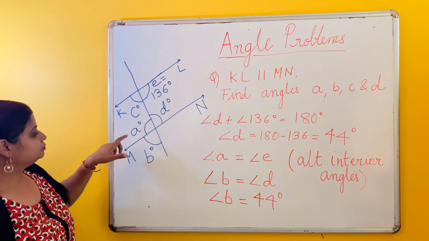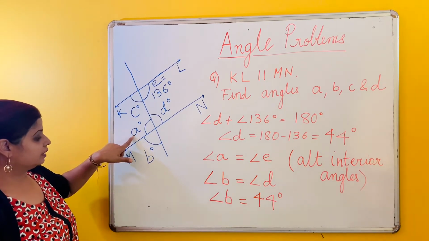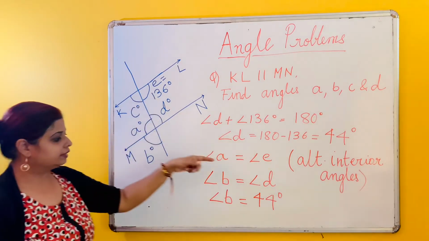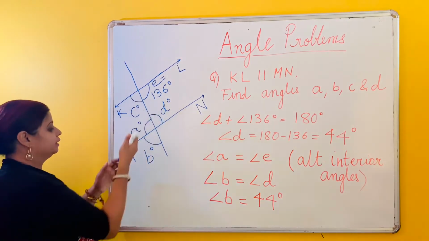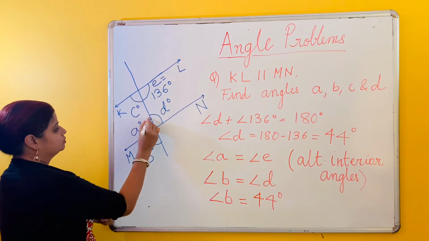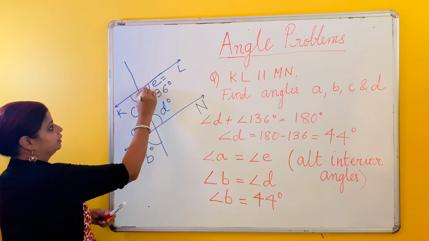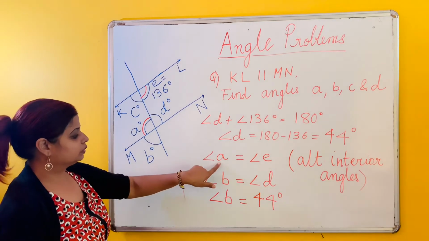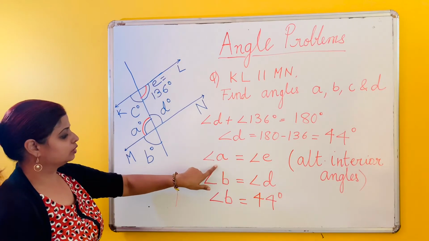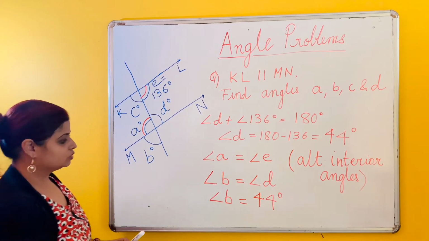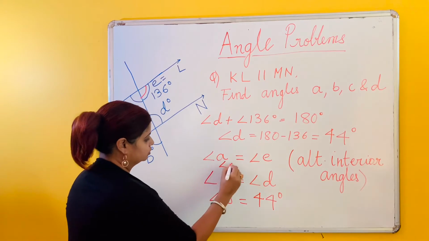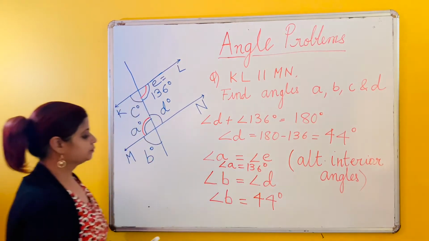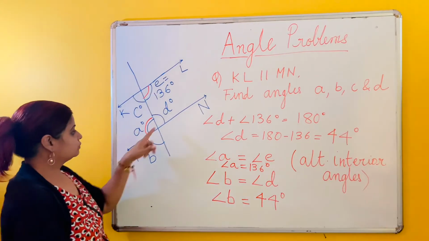Now we have to find angles A and B. Angle A is equal to angle E. Why? Because they are alternate interior angles. I'm just drawing this. These are alternate interior angles. So angle A is equal to angle E, so angle A is equal to 136 degrees. You can write angle A is equal to 136 degrees.